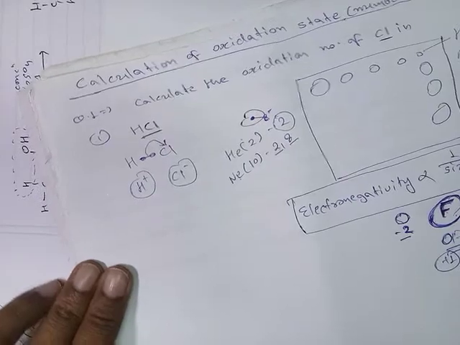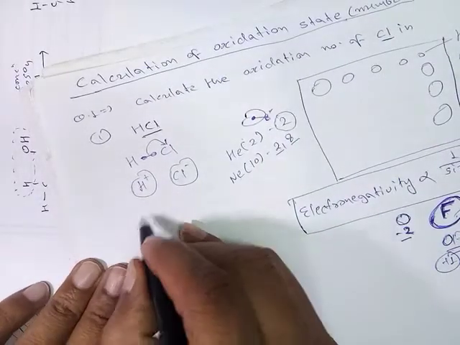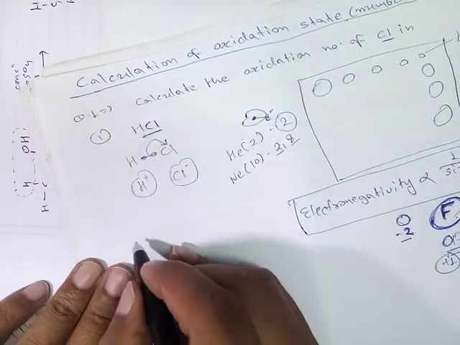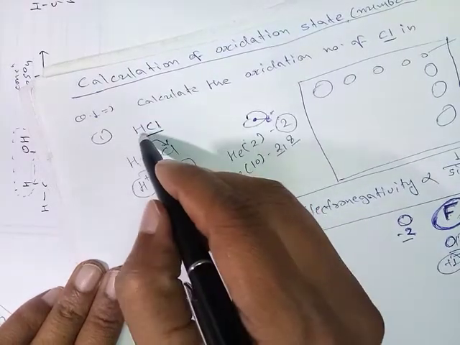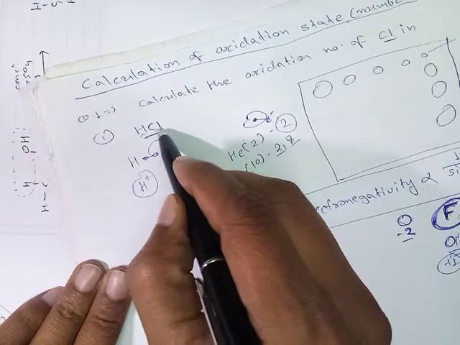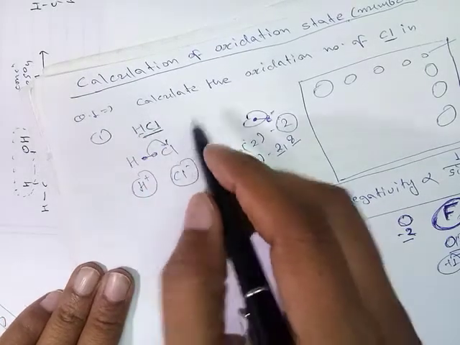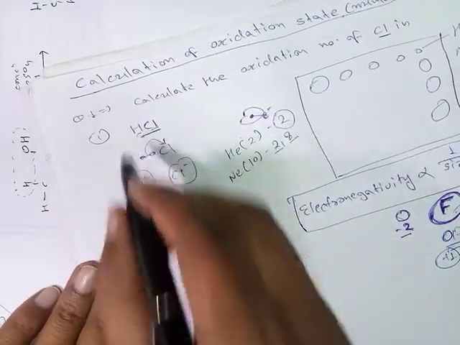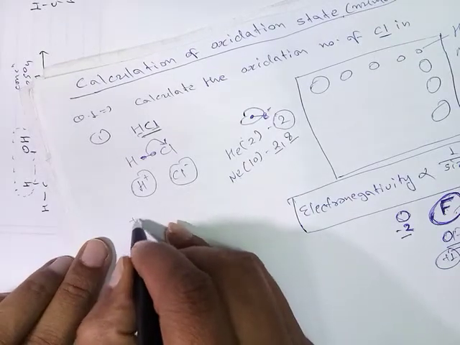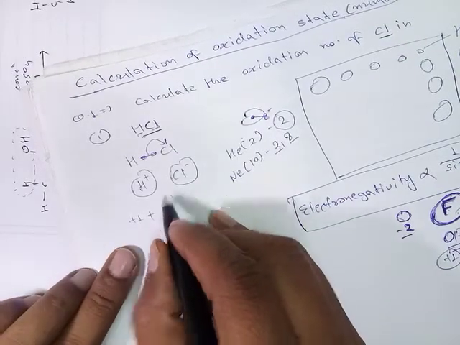And by calculation, hydrogen loses one electron. Also, whenever hydrogen is attached with an electronegative element, hydrogen will confirm donating one electron to the other atom. So here the oxidation number of hydrogen is +1, plus chlorine.